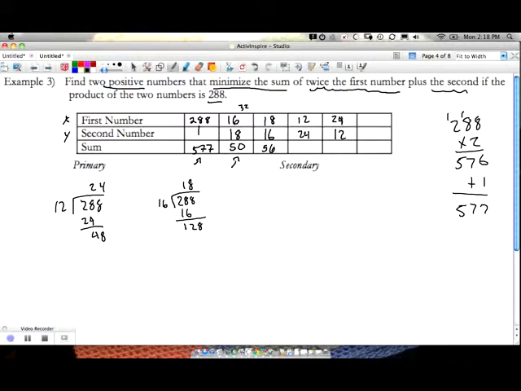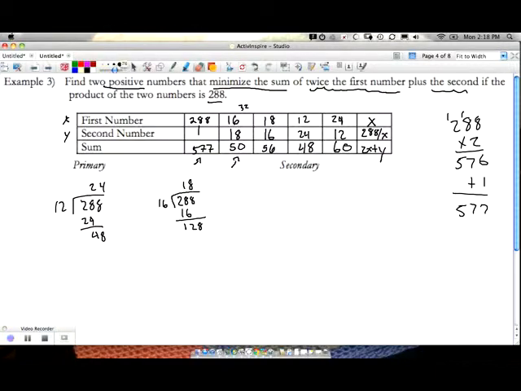Okay, so if I do the second one here, 24 times 2 is 48, plus 12, that's 60. Again, that's probably going to be too big. The second one, though, 12 times 2 is 24, plus 24, that's 48. So here's x, and the second number is 288 divided by that number, and then we add them together. This is like 2x plus y.